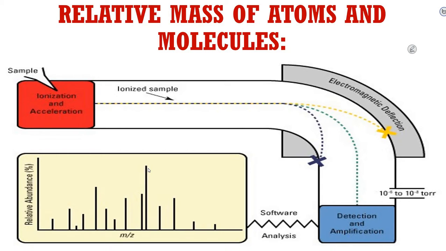Okay, so we're starting with this. This is the third video, and this is a mass spec. What a mass spec basically does, in a very simplified version, is accelerate and ionize particles put into it.